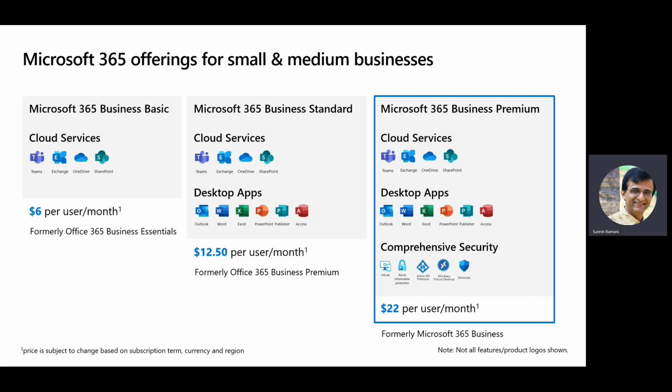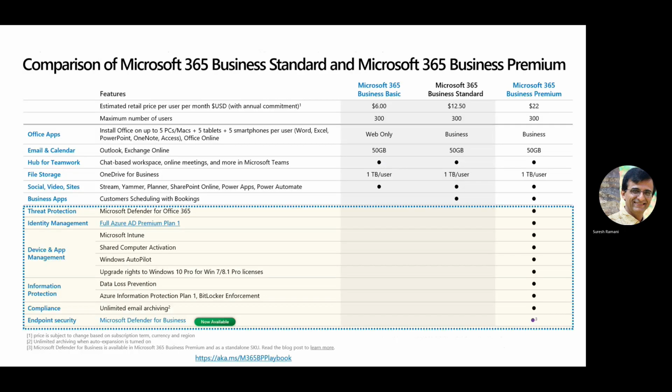Next is Business Premium. This is Business Standard plus comprehensive security covering identity, access, information protection, threat protection, device management, compliance audit and report. This chart gives you a nice breakup of different components of the three suites that we have discussed. First is Basic, Standard, and Premium. In the Premium, as you see, there are a lot of threat security offerings which are bundled.